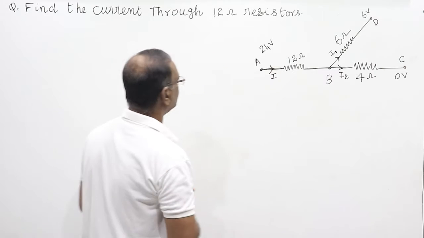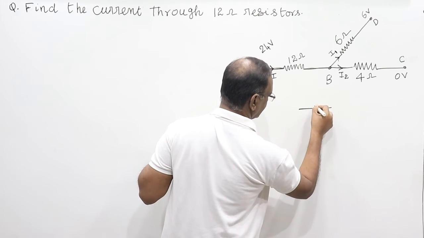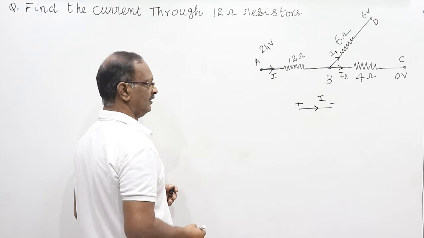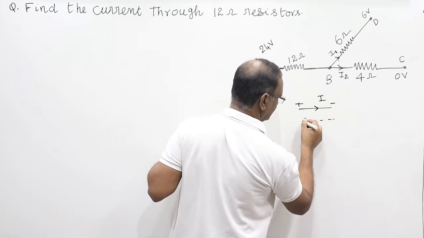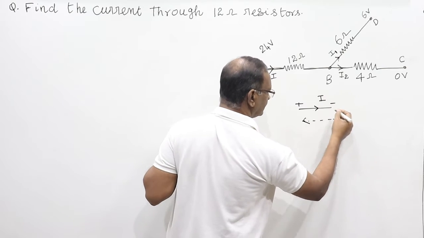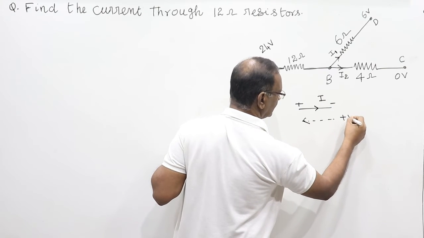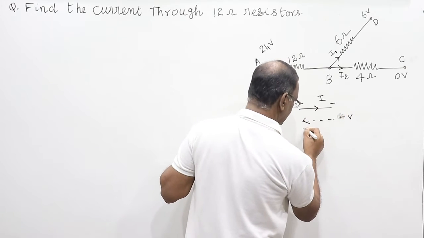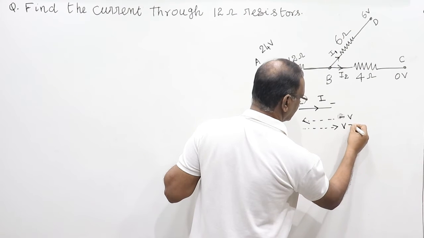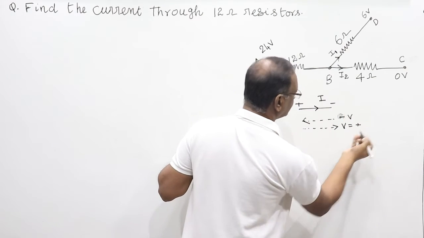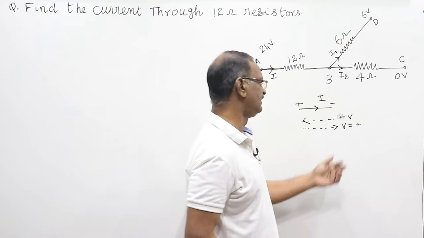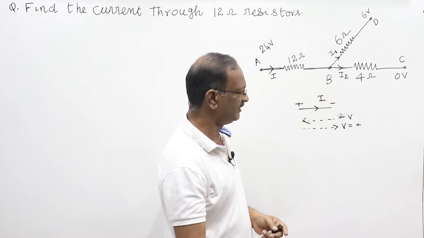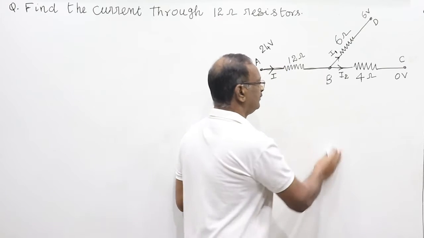It means when current is flowing in this direction, this side will be at a higher potential and this side will be at a lower potential. If we are moving this way, we are going from negative to positive, so the voltage here is negative. If you are moving like this, the voltage drop across this will be positive to negative, which means positive. Higher potential to lower potential means a positive potential drop, and if you are moving from negative to positive, then it is a negative potential.